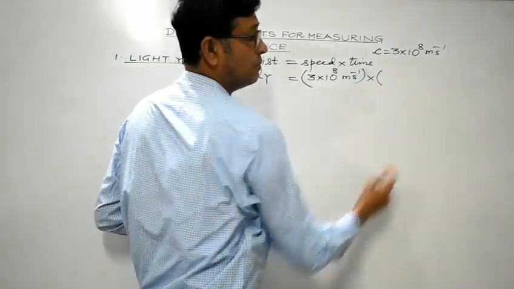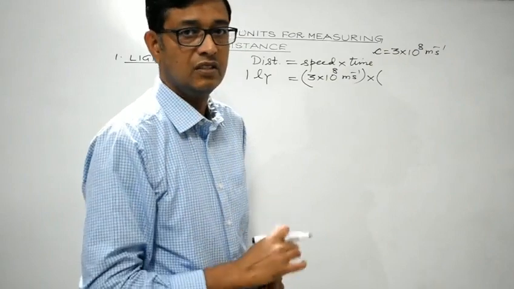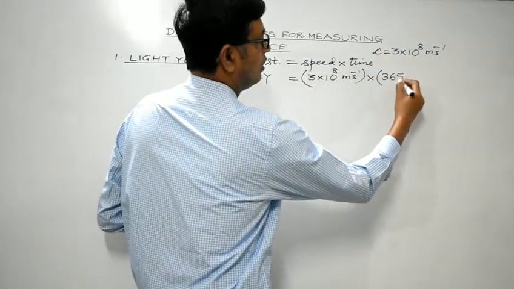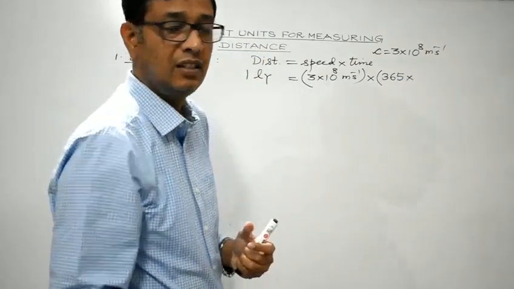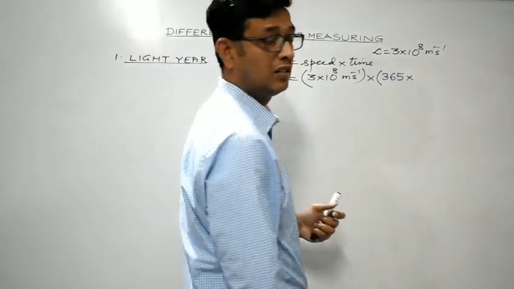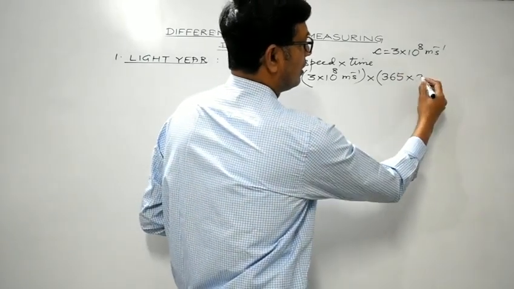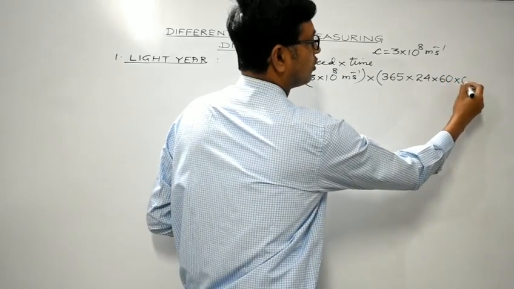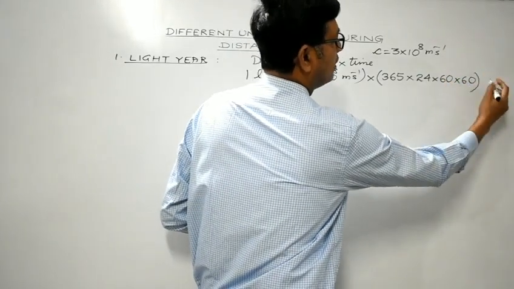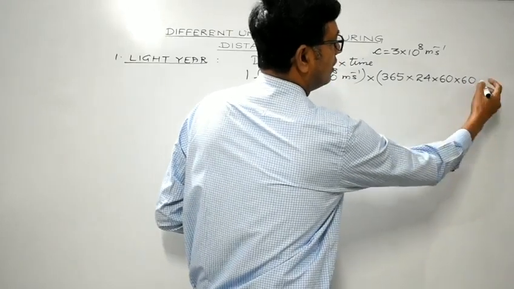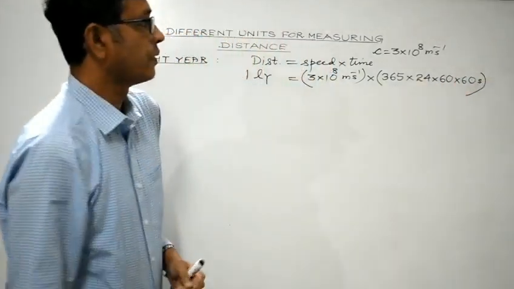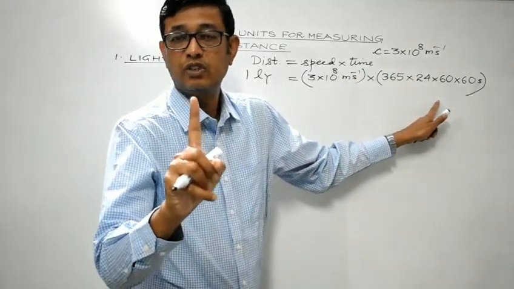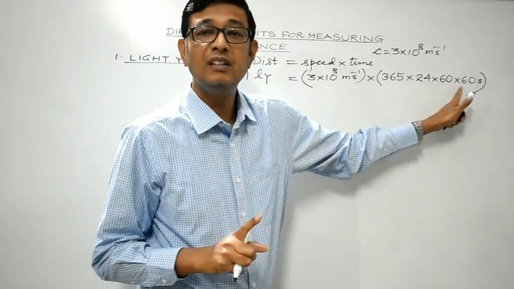And what will be the time interval considered? It is equal to 1 year, 365.25 days. Let's assume 365. So it has to be converted in seconds. So 365 days. Each day is equivalent to 24 hours. Each hour is equivalent to 60 minutes, and each minute is equivalent to 60 seconds. So this will be in seconds, right? So this is the total time interval of 1 year, and it is given to be in seconds.